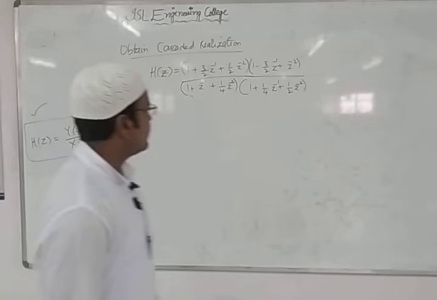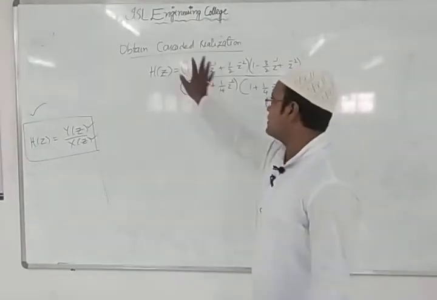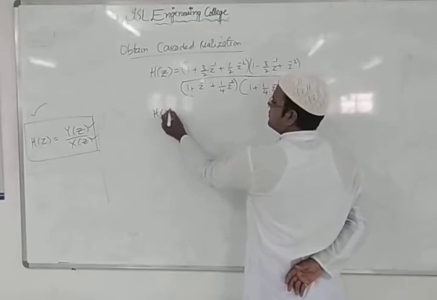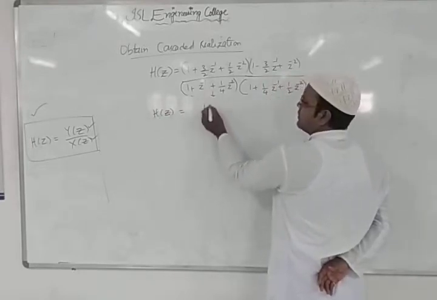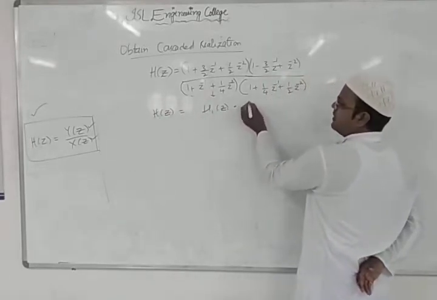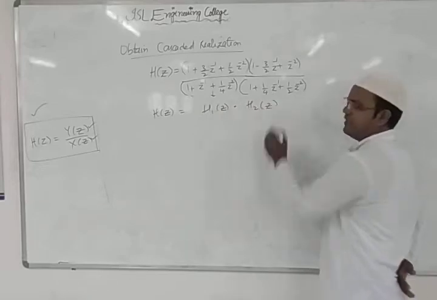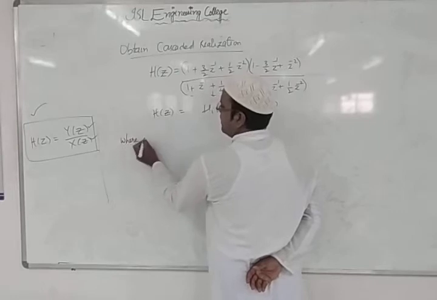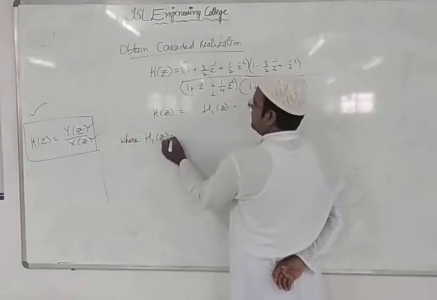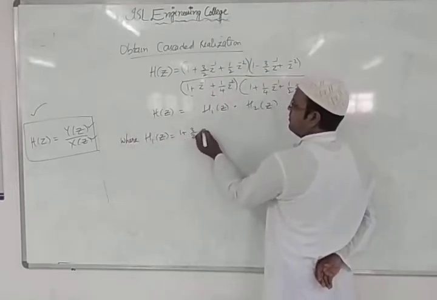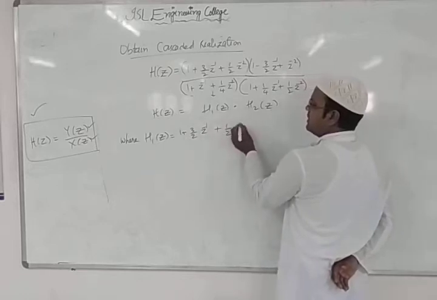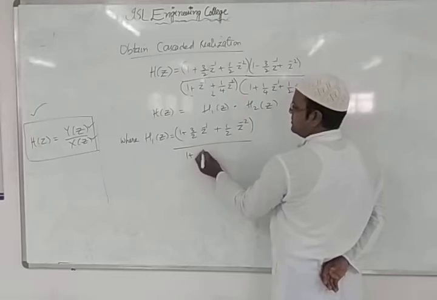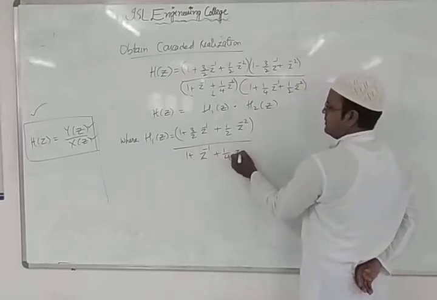The first thing we will try to make into two parts. So this is a question, right? So we have to make what? H of z is given. H of z is equals to, this is nothing but h1 of z, I am saying. This is my h2 of z. Right? What is h1 of z I can write? Where h1 of z would be 1 plus 3 by 2 z power minus 1 plus 1 by 2 z power minus 2 divided by this 1 plus z power minus 1 plus 1 by 4 z power minus 2.